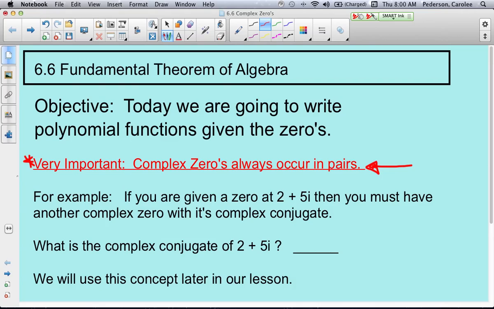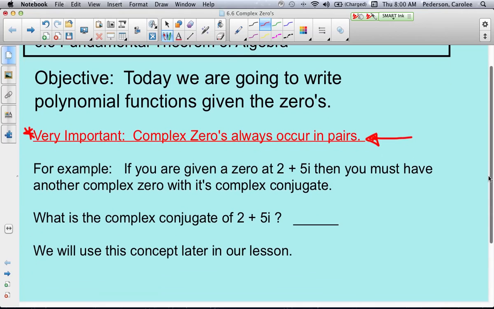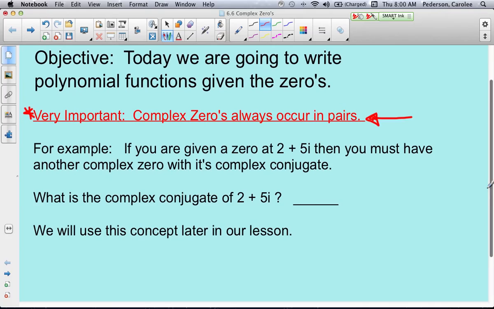All right, first example. I would recommend you write this down. If you're given a 0 at 2 plus 5i, then you must have another complex 0 with its complex conjugate. We taught you earlier this year what a complex conjugate is. A complex conjugate, you change the sign of the imaginary part. So the imaginary part in 2 plus 5i is the 5i. So we look in front of it, it's a plus.